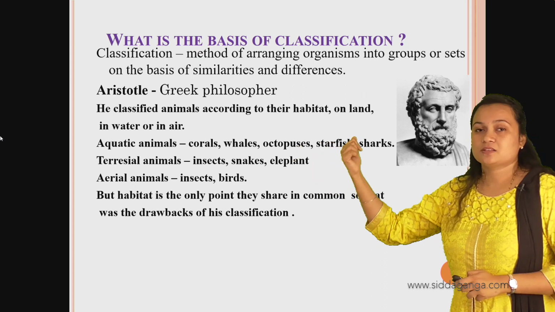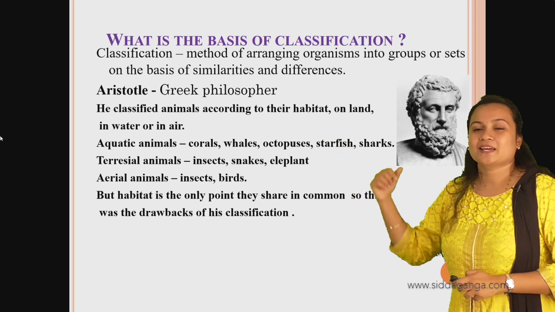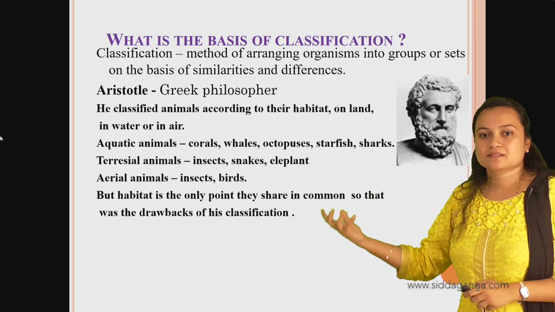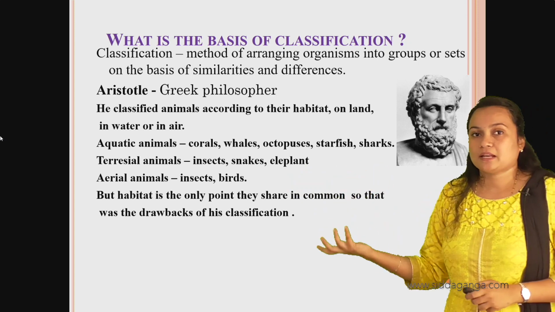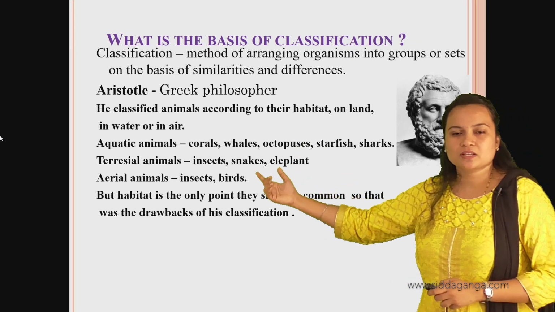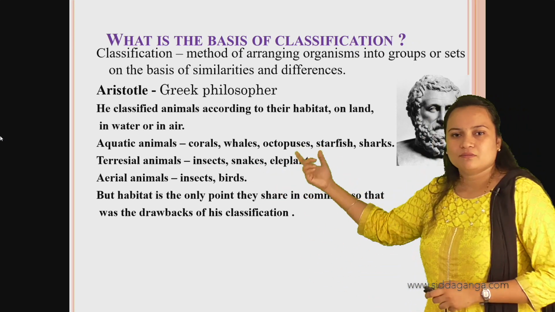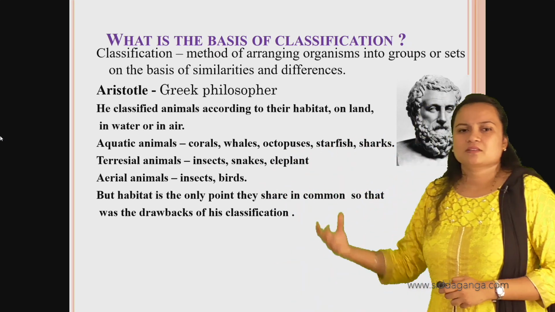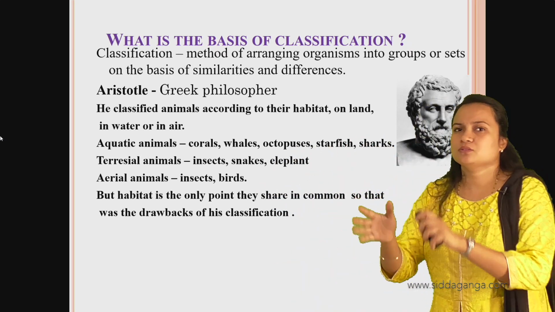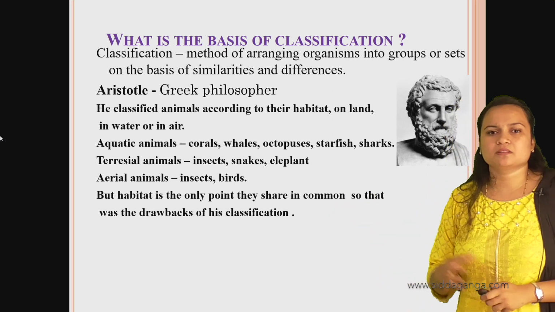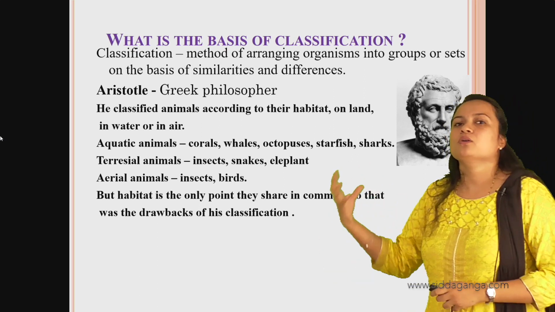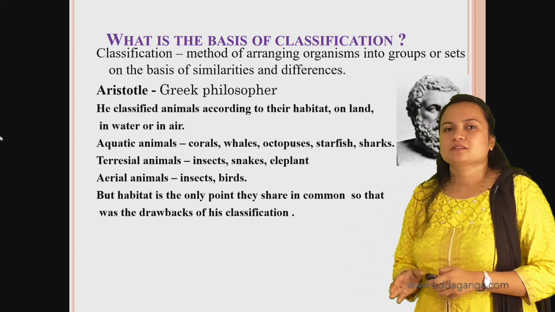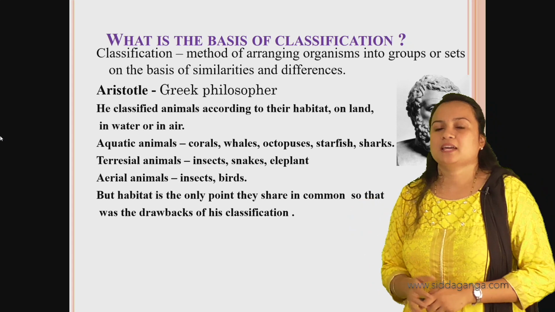Now if we consider the terrestrial animals, the animals which live on land, there are insects, snakes and some large animals like elephant. Can you see the difference? Insects are very small, whereas snakes and elephants are different, so there is very much difference in the terrestrial animals. We can't group them. Now aerial animals like insects and birds are also very much different. So based on the habitat, can we classify the organisms?